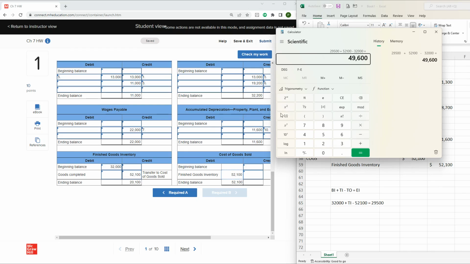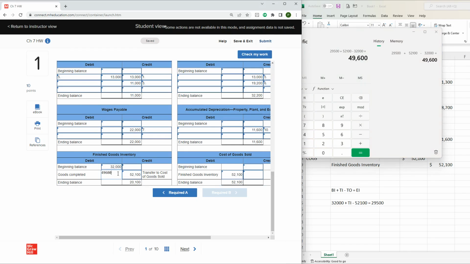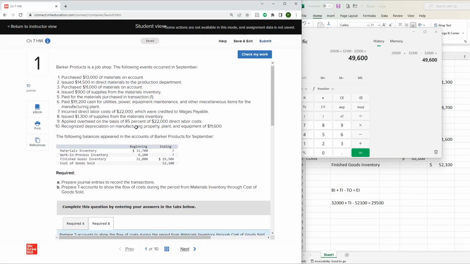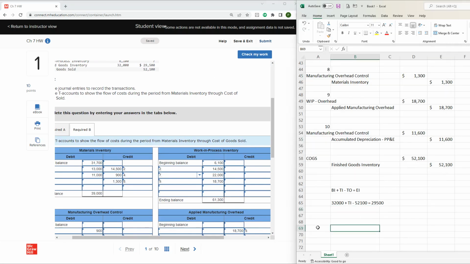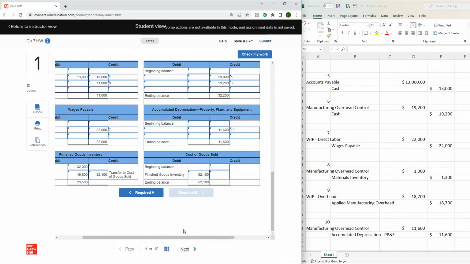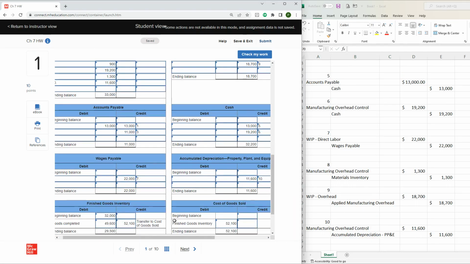And so the entry for that would be finished goods inventory for $49,600, and then credit work in process for $49,600. So that's question number 1. It's a long question, but it's good practice. Question number 2 is going to be similar, so I'll let you do question number 2 on your own.